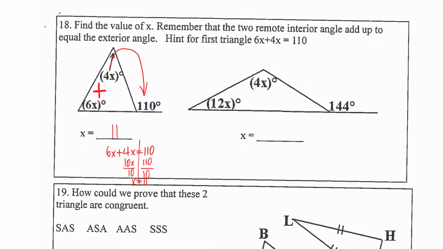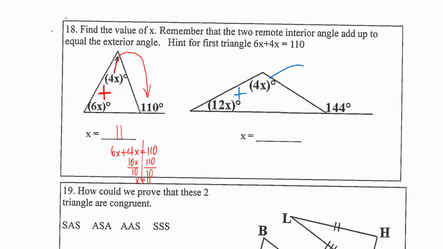Okay, exact same thing on this one. These two remote interior angles add up to equal this one out here. So 12x plus 4x equals 144. So 16x equals 144, divided by 16, and you get 9.